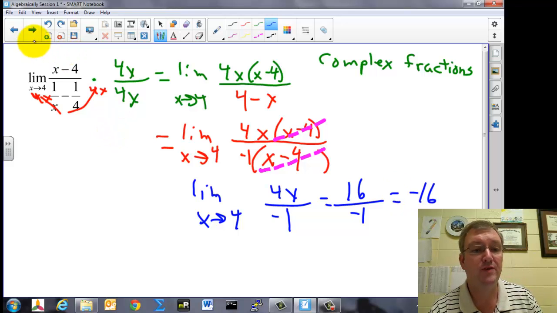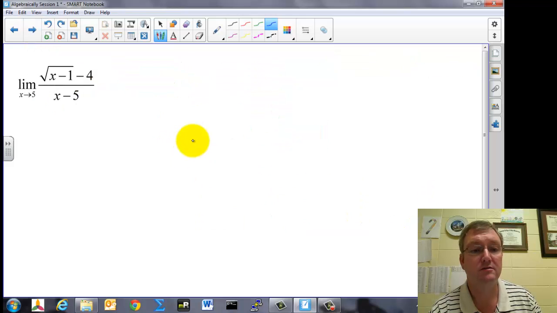And now one final problem to look at. The square root of x minus 1, minus 4, over x minus 5. Again, initially look to plug in. 5 minus 5 is 0. That would give us 5 minus 1, which is 4. The square root of 4 is 2. 2 minus 4 is not 0. So that tells us that this is not going to be an indeterminate form.